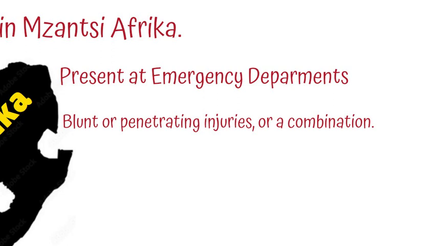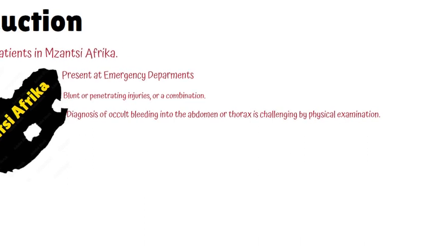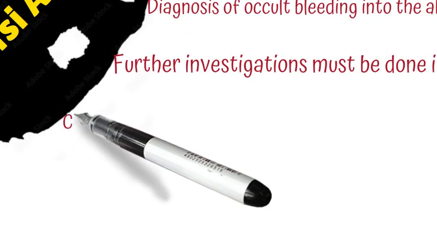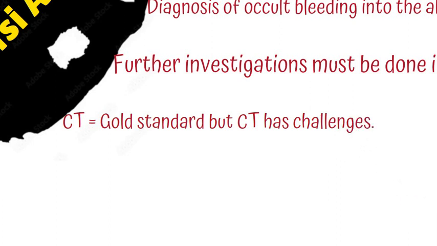However, when there is suspicion of occult bleeding into the abdomen or thorax, it is often difficult to make this diagnosis on physical examination alone. And now, this is where FAST and eFAST come in. In the emergency department, further investigations are usually necessary in order to make the diagnosis of occult bleeding. In most centers, computed tomography is considered the gold standard for diagnosing occult bleeding, especially in the abdomen.